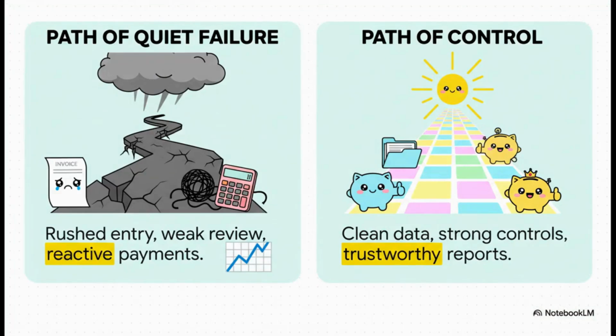And this really lays out the 2 paths you can take, right? There's the path of quiet failure, which leads to messy data and constantly putting out fires. Or there's the controlled process we've been talking about today, which leads to clean data, rock-solid controls, and reports that you can actually bet the farm on.